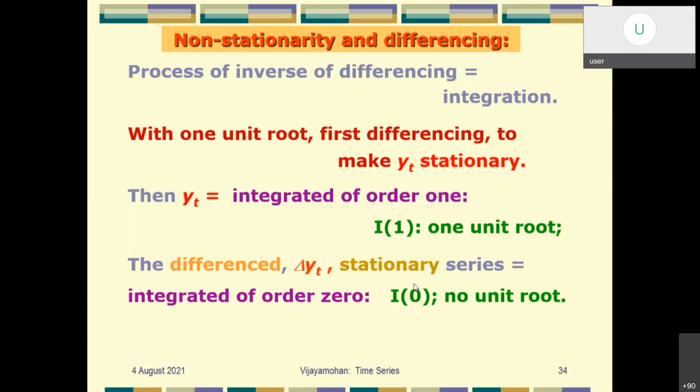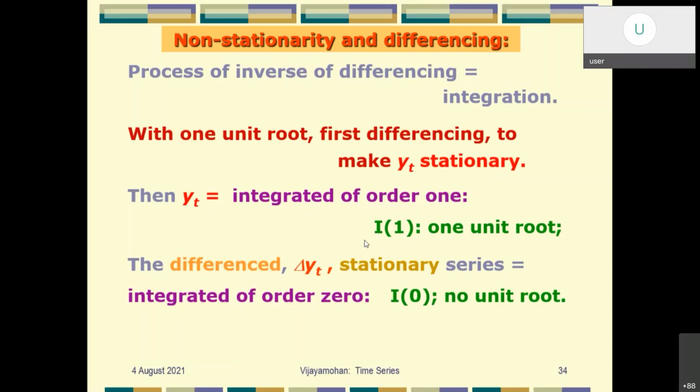So this is the usual notation that we use for the non-stationary series as integrated series of order 1 or 2 or 3 and so on. And if the order is 0, if it is I(0), that means we have a stationary process. Now, I(2) means what? I(2) means we have two unit roots in that particular system. The yt is integrated of order 2 with two unit roots.